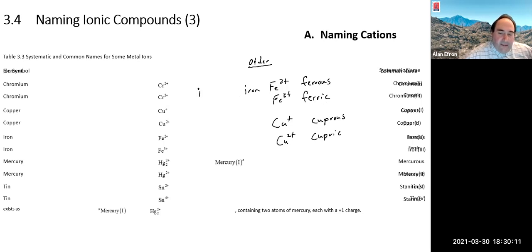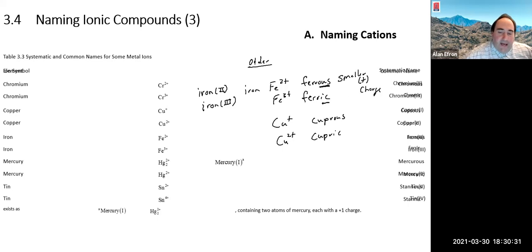We'll use obviously the Roman numeral way here, and most people use the Roman numeral approach. But just to give you a hint as to how this works, the one with the OUS is usually the smaller positive charge.